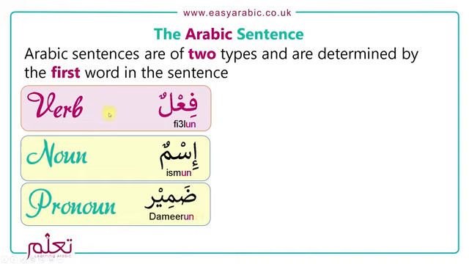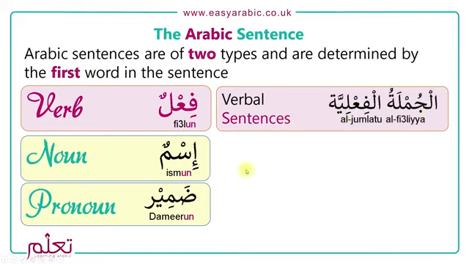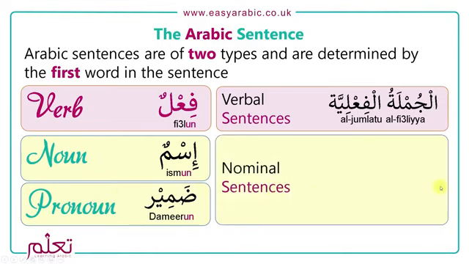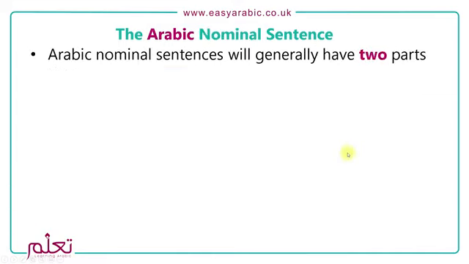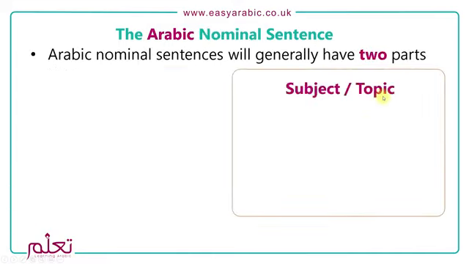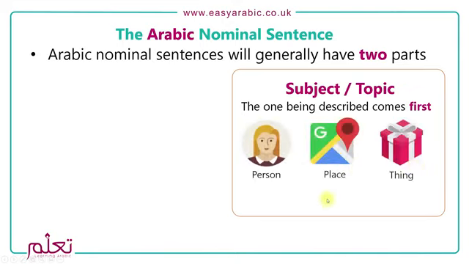And we said that the sentences that start with a verb, or fi'l, are called verbal sentences, and in Arabic it's called al-jumlatul fi'liya. Sentences that start with a noun or a pronoun are called nominal sentences, and in Arabic they're called al-jumlatul ismiya. And we said that Arabic nominal sentences will generally have two parts. The first part is the subject or the topic, the item that's being described. This can be a person, a place, or a thing, and it is generally a noun or a pronoun.